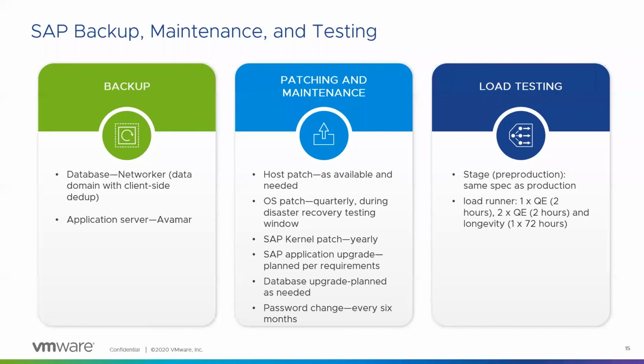We also have a pre-production environment, which is the same spec as production. So every time there's any major change, we run the load test: 1 times QE, meaning quarter end load, we do 2 hours, and 2 times QE, 2 times quarter end load for 2 hours, and the longevity for 72 hours. We just want to make sure any change moved to production is tested, and there's no negative impact to our production workload.